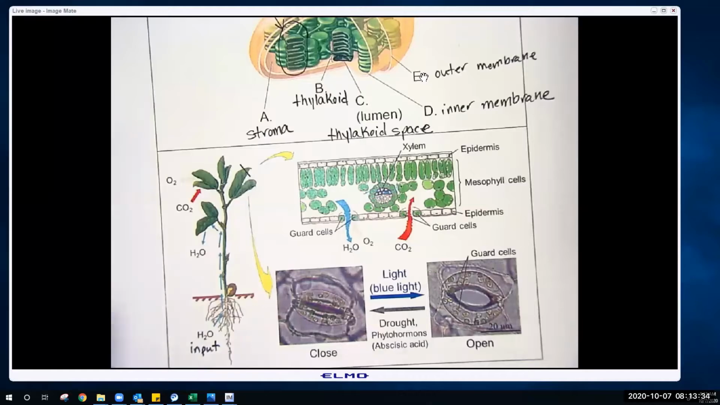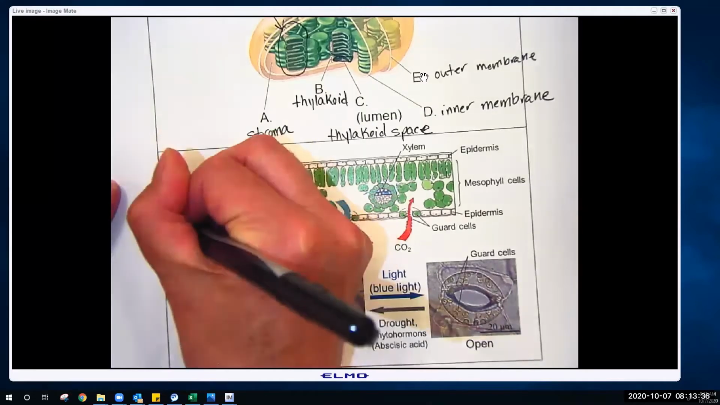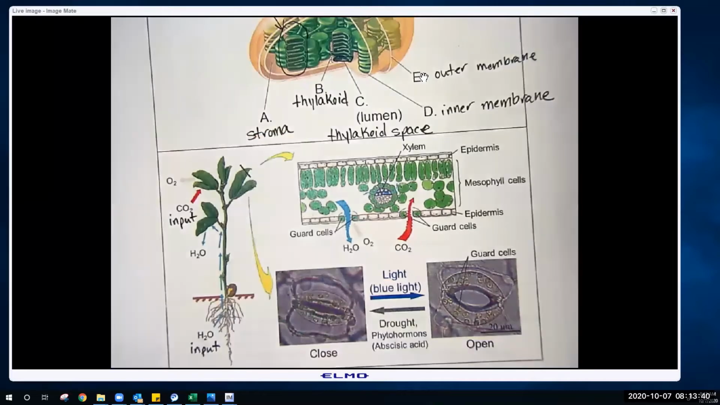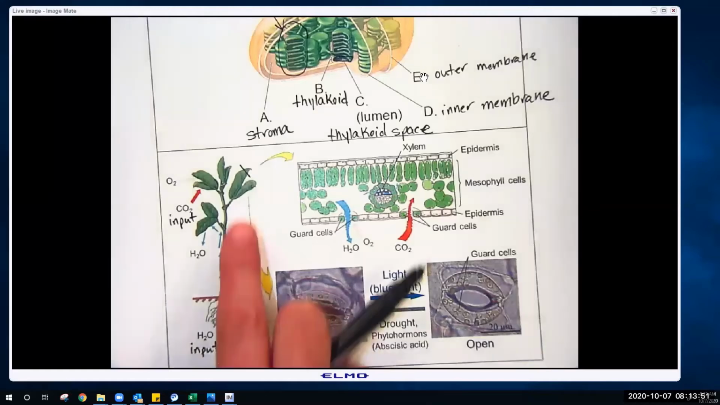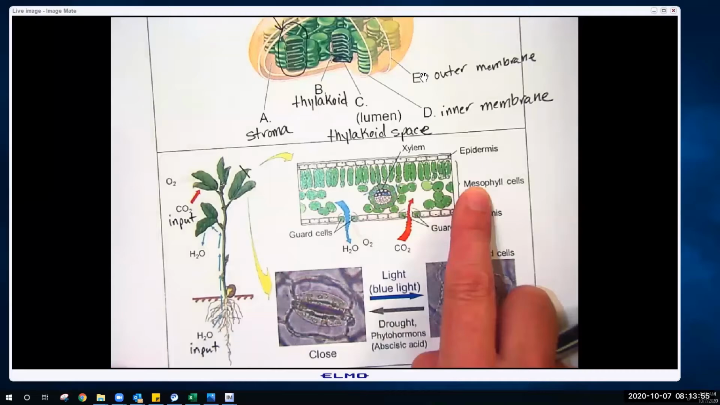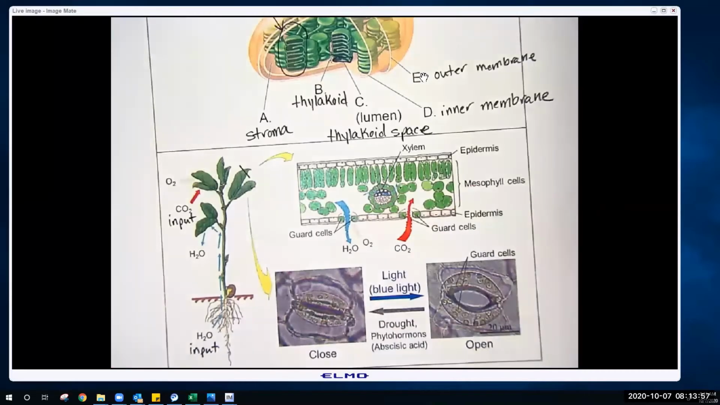The other input that we have here is carbon dioxide. Carbon dioxide is a gas. It's in the atmosphere. It also needs to enter the leaf. It's not coming up from the roots, but instead, this here is a cross section or a longitudinal section of a leaf, and it's magnified.